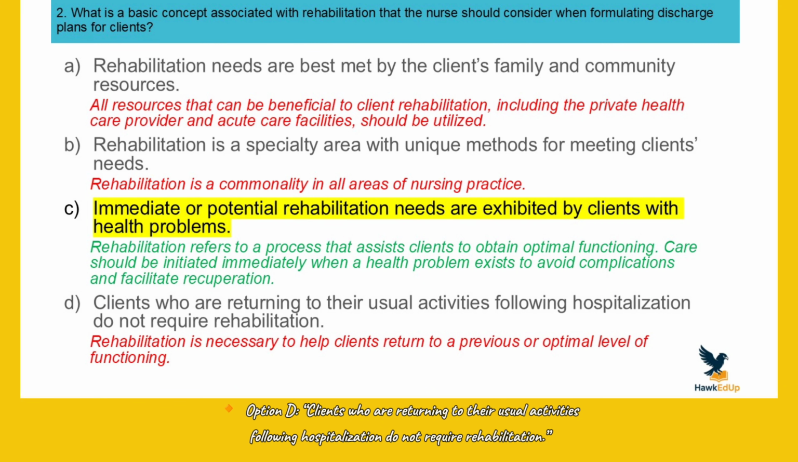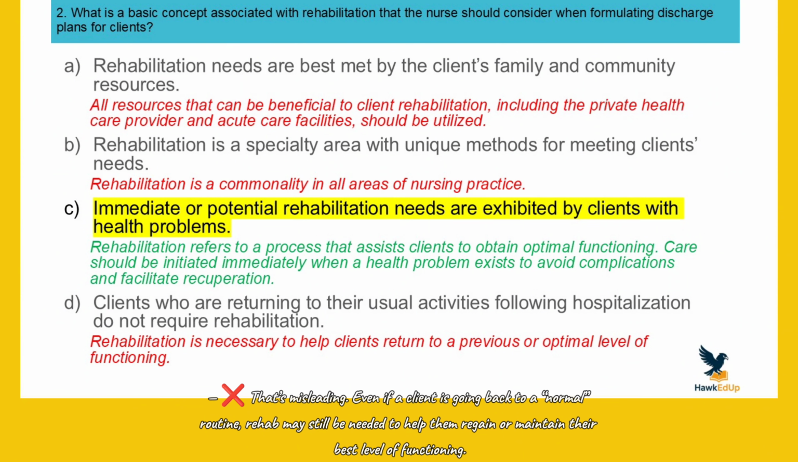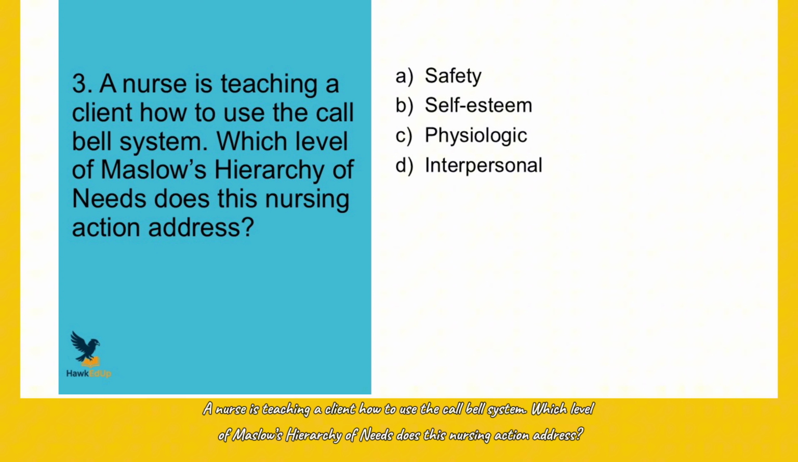Option D. Clients who are returning to their usual activities following hospitalization do not require rehabilitation. That's misleading. Even if a client is going back to a normal routine, rehab may still be needed to help them regain or maintain their best level of functioning. Question 3. A nurse is teaching a client how to use the call bell system. Which level of Maslow's hierarchy of needs does this nursing action address?